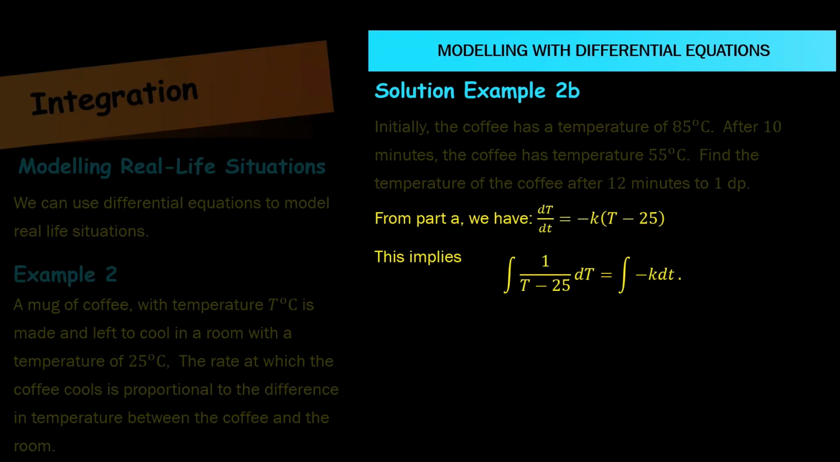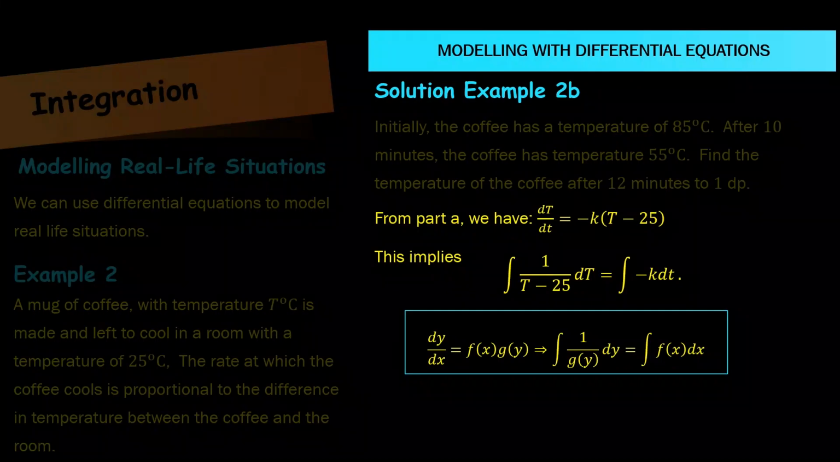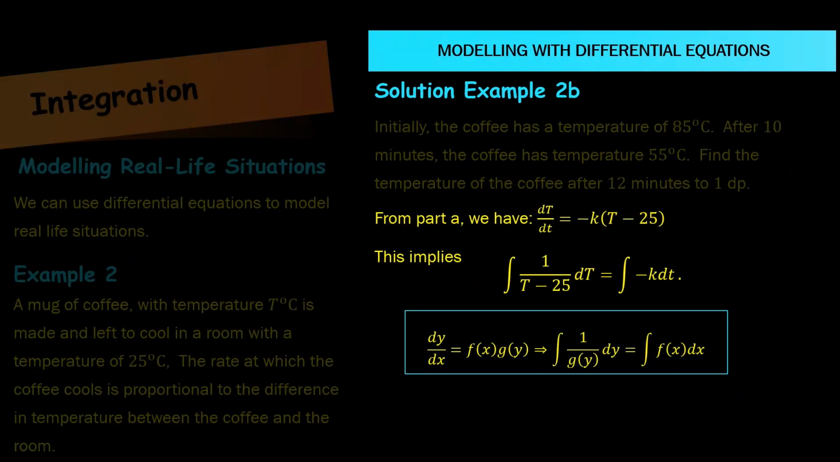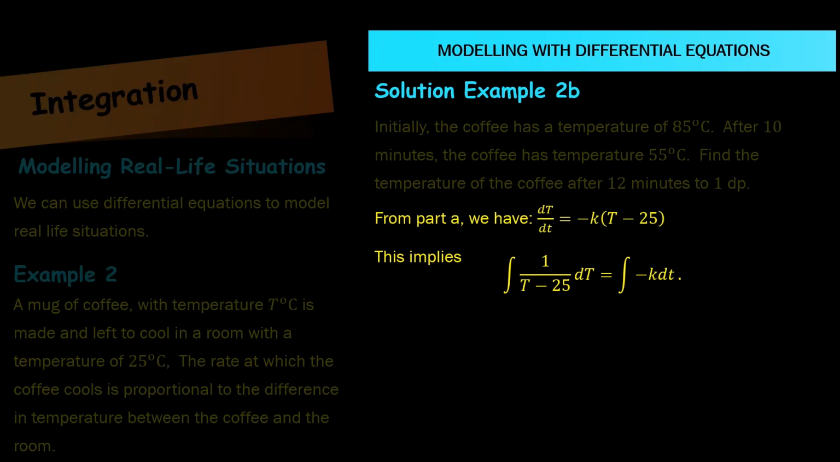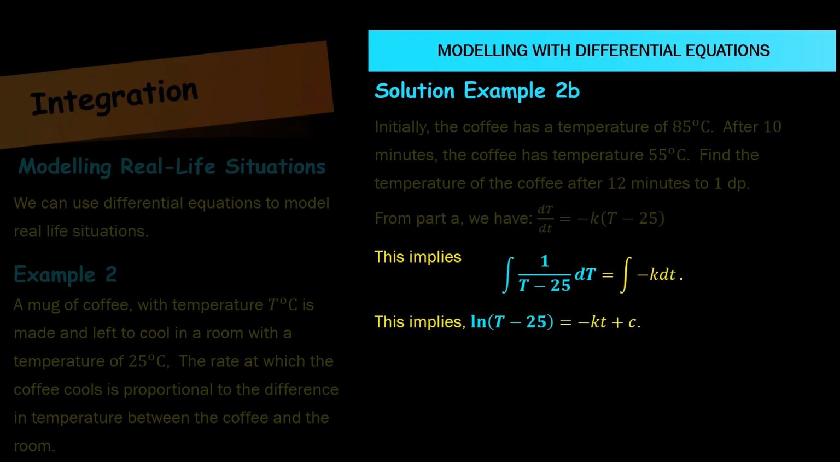This implies, if we integrate, that the integral of 1 over (T minus 25) dT equals the integral of minus k dt. Here we've used this formula. So integrating gives us ln of (T minus 25) on the left-hand side and minus kt plus c on the right-hand side, where c is the constant of integration.